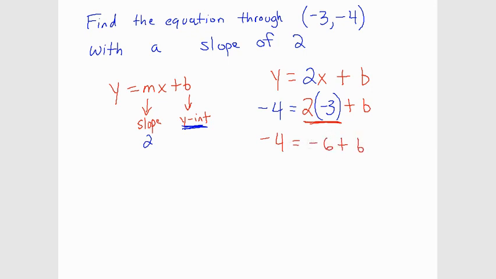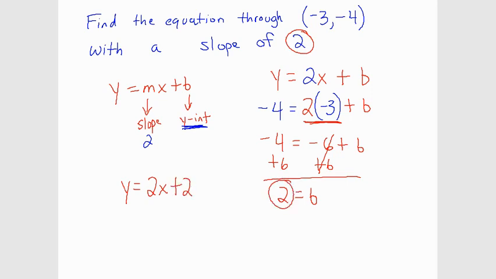And then I'm going to add 6 to both sides. These will cancel. And -4 plus 6 is 2. And that is my y-intercept. So when I write my final equation, I'll write y equals, my slope was 2, so 2x. And then my y-intercept was also 2, plus 2.